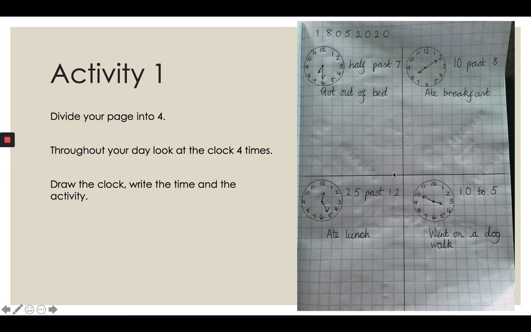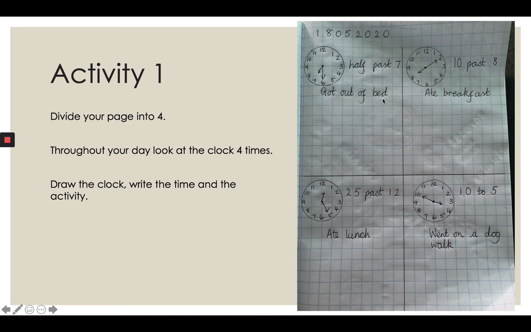So we've made quarters. And in each quarter, I would like you to, well, 4 times throughout the day, I'd like you to look at the clock. So maybe when you're eating your breakfast, when you are eating your lunch, when you're doing your math work, and draw the clock and write the time, and then what you're doing at that time. So maybe you want to write it, maybe you want to draw a picture as well. So you can see here, I looked at the clock at 7:30, and I drew it, and then I wrote the time, and then I wrote what I was doing at that time.